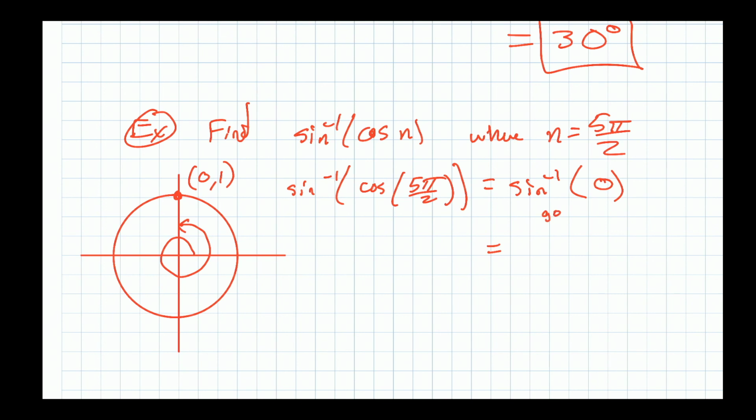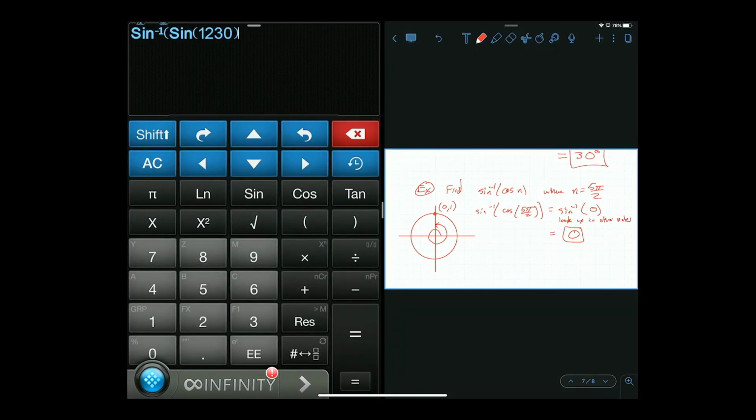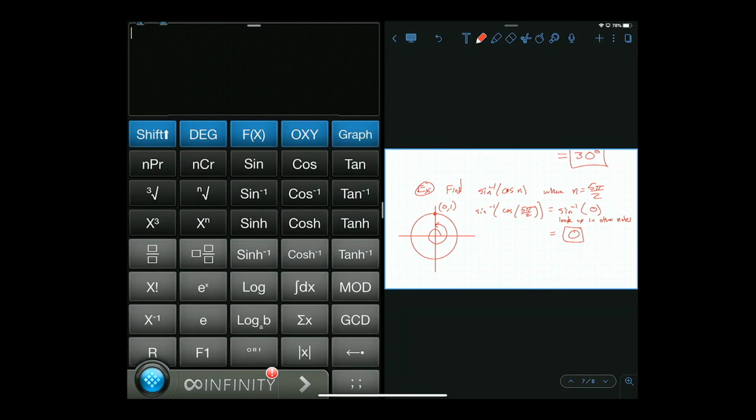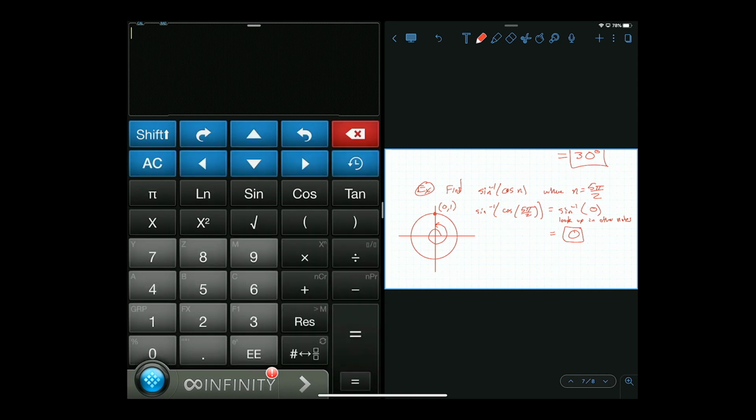Then you go look this up in the other notes. And sine inverse of 0 is 0. All right. Or we could have definitely come here, switch into radian mode, important, and we could have done sine inverse of cosine of 5 times pi over 2, close. Enter. 0.